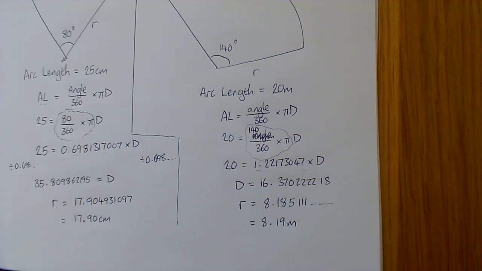So hopefully it gives you a nice little method that we can use to reverse our arc length formula and find the radius. In video 2, you'll see that we're going to do exactly the same idea, but we're going to reverse our arc length formula to find the angle. But it's going to be quite a similar method and setup.